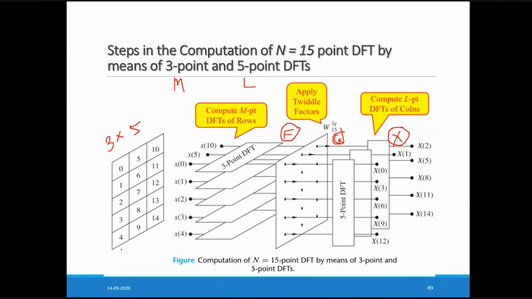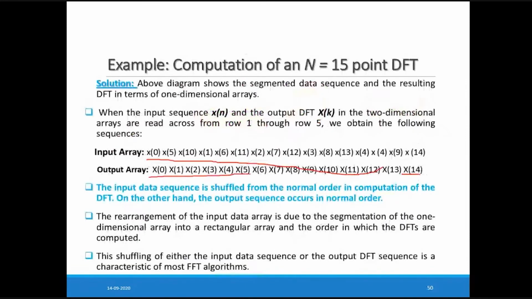So now you can say the representation will be 3 cross 5, but the matrix form is row to column conversion will take place, and you are getting the proper arrangement in that output array will be arranged in a proper order. So this shuffling of either the input data sequence or the output DFT sequence is a characteristic of most of the FFT algorithms. Though your input data is shuffled, you are getting the output data in a normal order. This is one of the characteristics of most of the FFTs. Okay, all of you clear? If anybody has any query, you can ask.